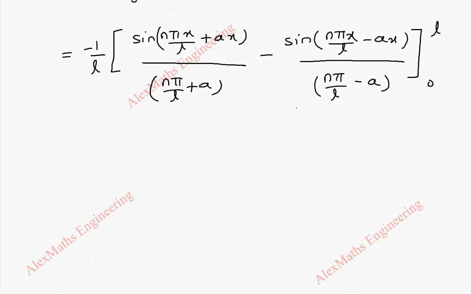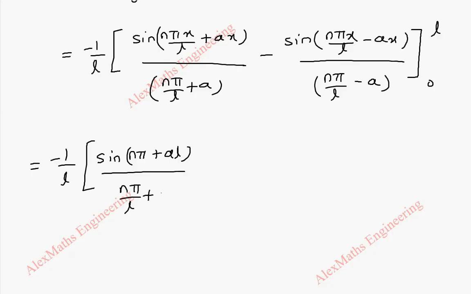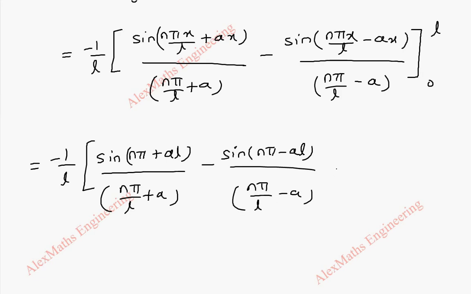When I substitute the upper limit, we get minus 1 by L. This will become sin of n pi, because L and L get cancelled, plus al. So we keep this in a separate bracket, divided by n pi by L plus a, minus sin of n pi minus al by n pi by L minus a. Then when I put the lower limit, both will be 0 because sin of 0 is 0.